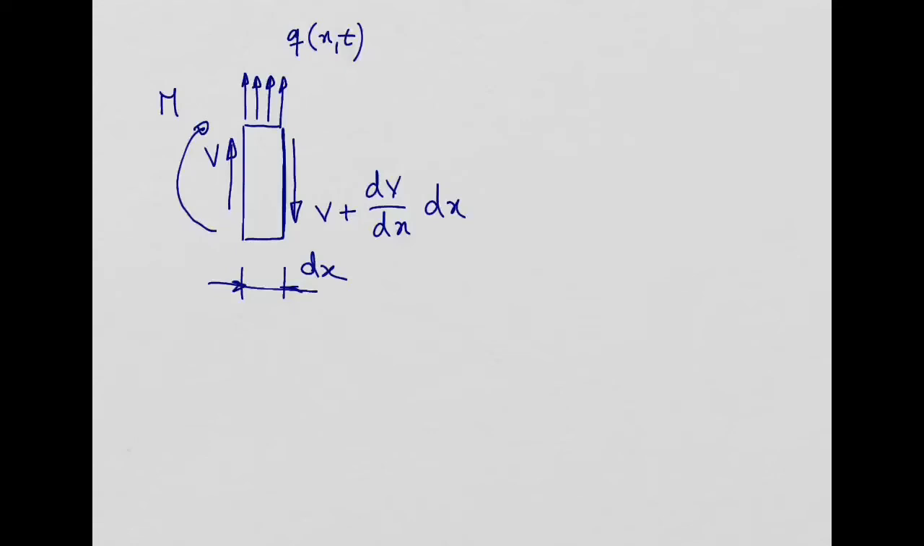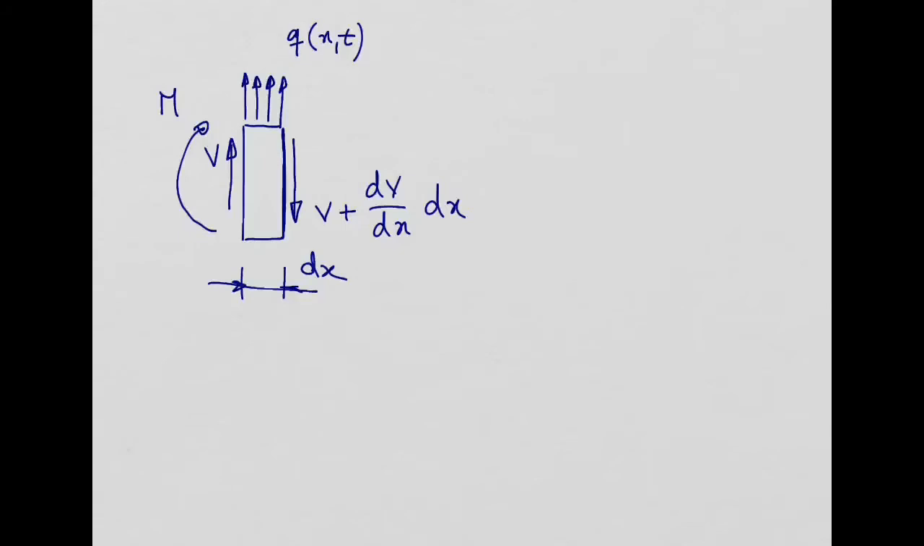So this term here is a delta V, or a variation in the transverse shear force when I move from the cross section on the left side to the cross section on the right hand side. There is going to be a variation on the transverse shear force. And we do the same thing for the bending moment.